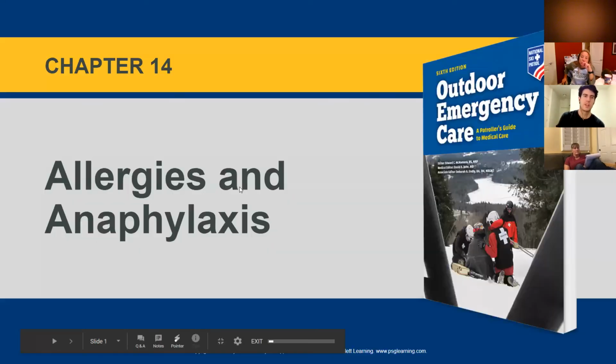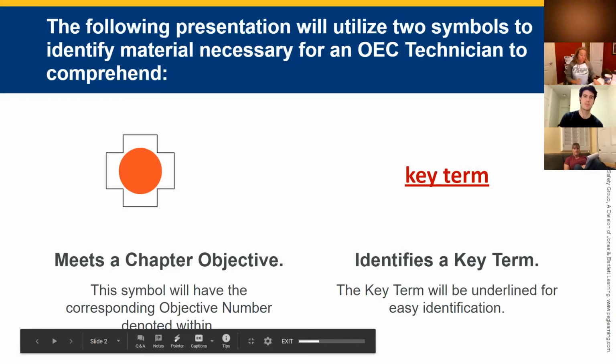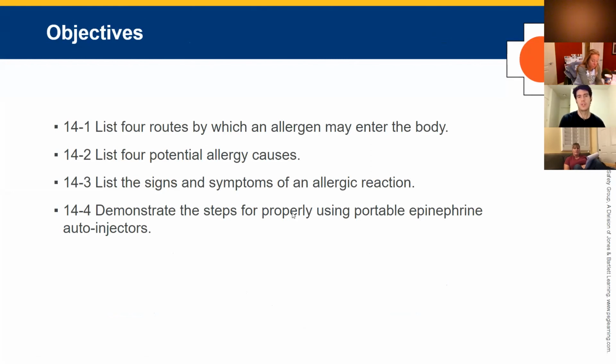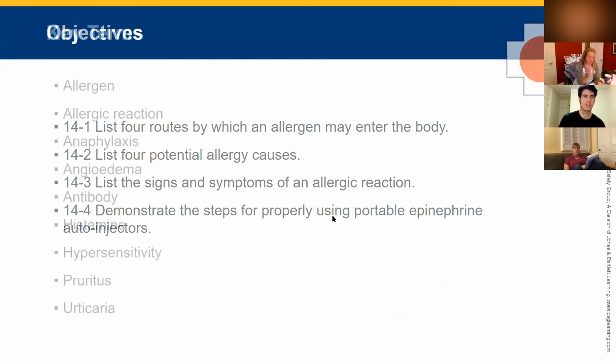So, allergies and anaphylaxis. Anaphylaxis is just a word that means a severe allergic attack. It causes airway swelling and difficulty breathing. We're going to list ways an allergen can enter the body, list potential allergies, and signs and symptoms so you can identify it. That's the important part. And then what do we do with an EpiPen to fix this?